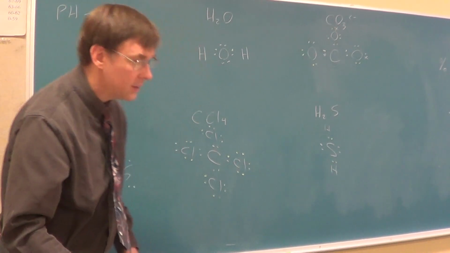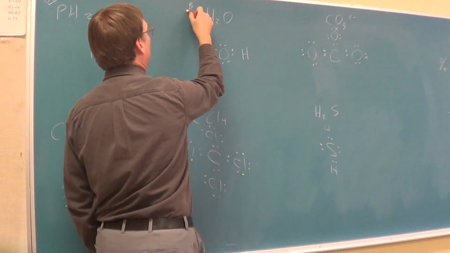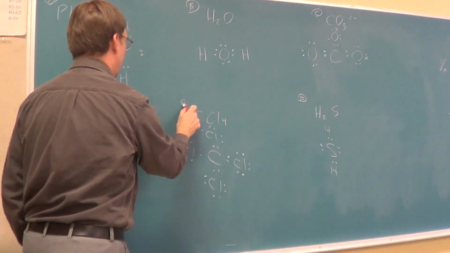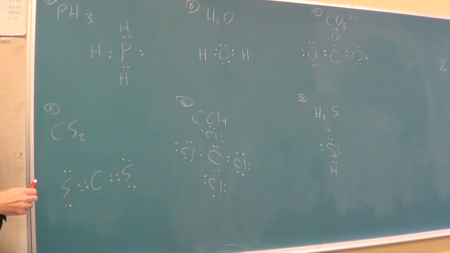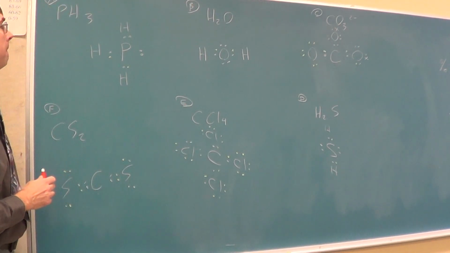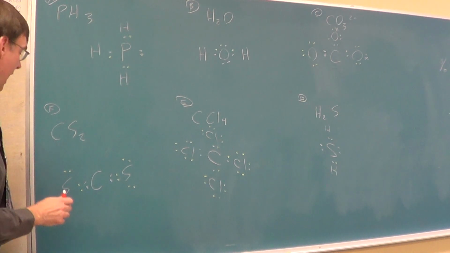So here's your words in action. I'll label these A, B, C, D, E, F. What was one of the 3 types today? Linear. Who up here is linear? B. B is linear. F. F is linear.